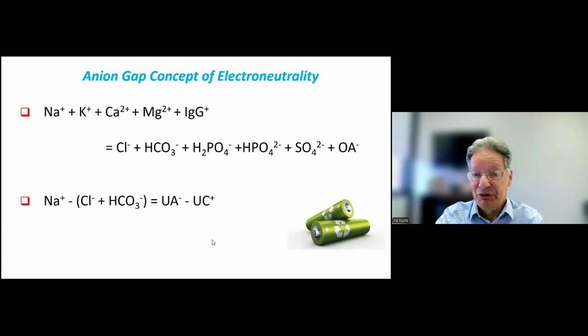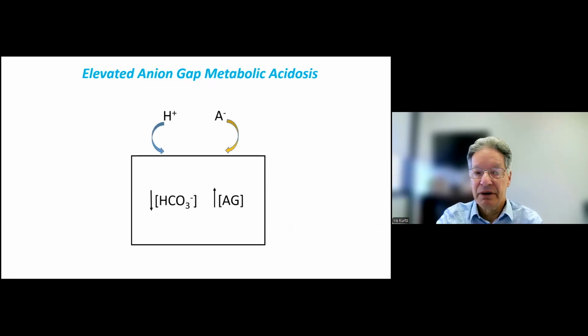And similarly with beta-hydroxybutyrate or acetoacetate, there, the unmeasured anions are going up, but they're coming in with a proton, so the bicarbonate drops. So this difference goes up and this difference goes up. So that's a brief overview of the anion gap.